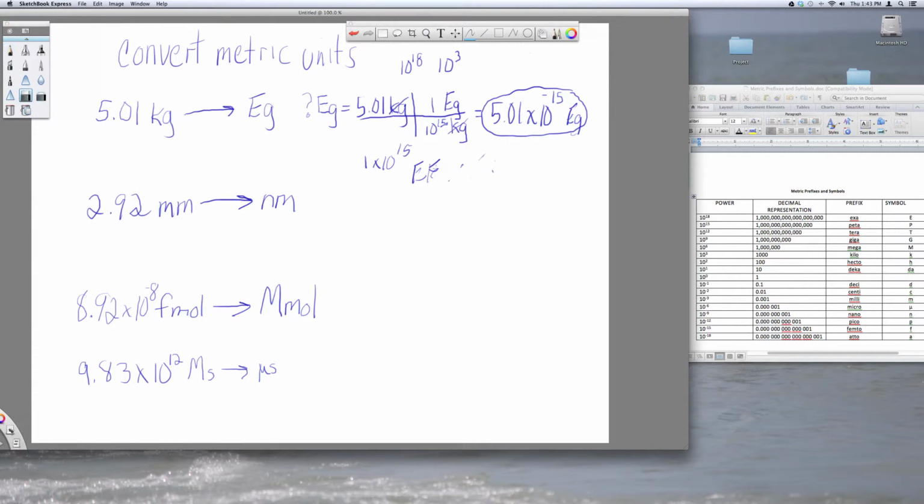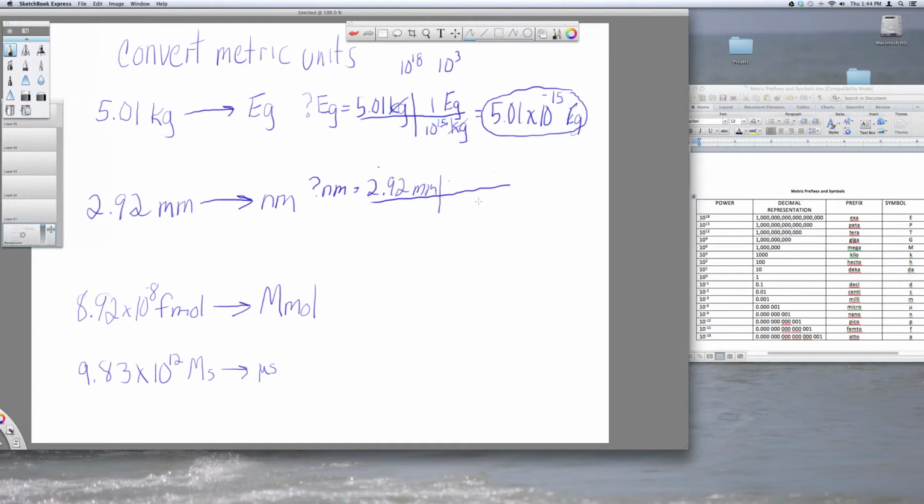All right, let's try the second one. 2.92 millimeters. And we're trying to convert that to nanometers. I'll go a little faster on this one. What am I trying to find? Well, I'm trying to find nanometers. So how many nanometers, m is meters, equals 2.92 millimeters. Set up my bracket.